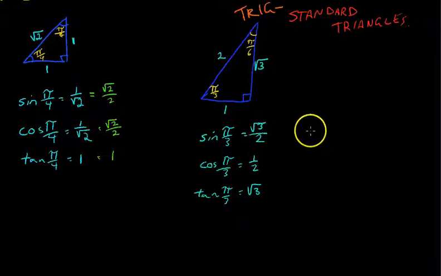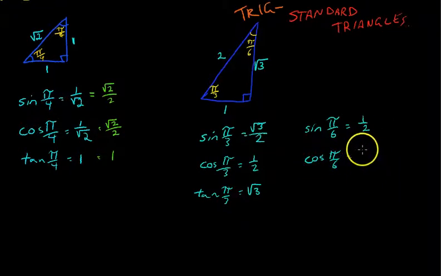Now, of course, we can do all of the pi on 6s as well. So sine pi on 6, opposite over hypotenuse, 1 on 2. Cos pi on 6, which is equal to root 3 on 2. And tan pi on 6, which is equal to opposite over adjacent, 1 on root 3.